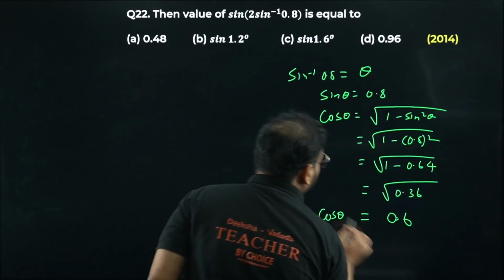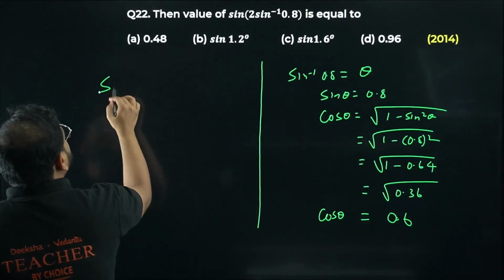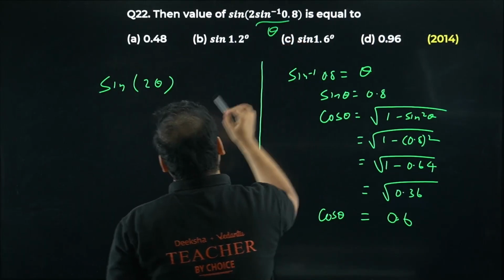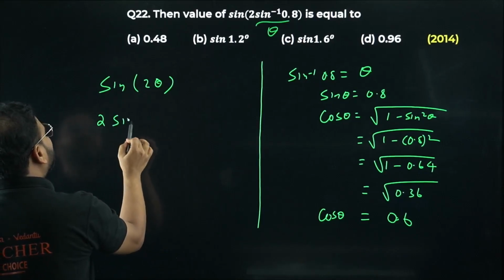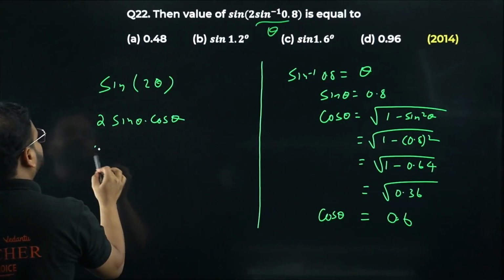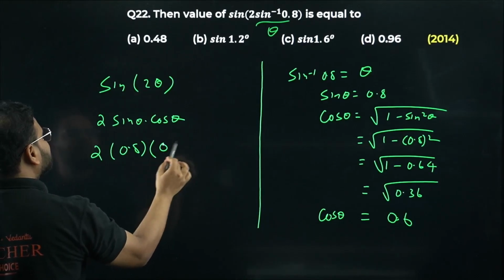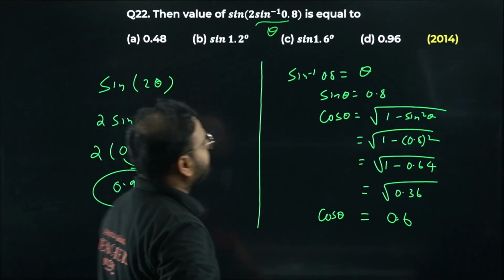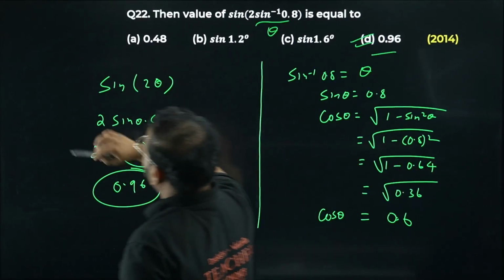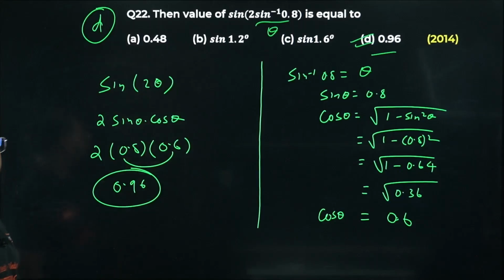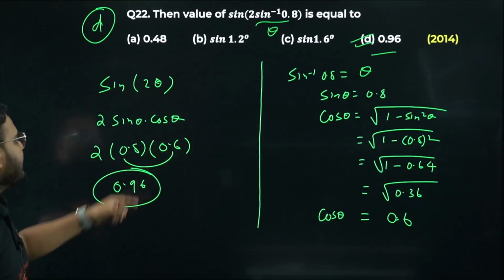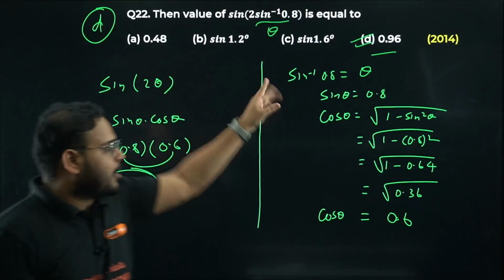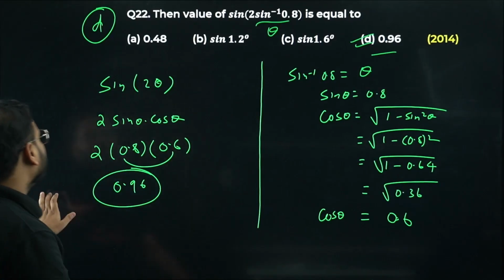Now check the magic. What do we have in the question? We have sine of 2 theta, because you have taken this part as theta. It becomes 2 sine theta cos theta. What we have is 2 into 0.8 into 0.6. 8 6s are 48, into 2, 0.96. Option is D. Please have a look: 2 sine cos, sine is 0.8, cos is 0.6, 8 6s are 48, 0.48 into 2 is 0.96. Option D is correct. Moving on to question number 23 now.